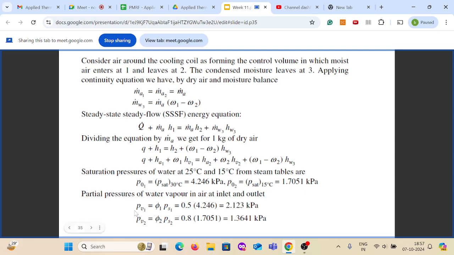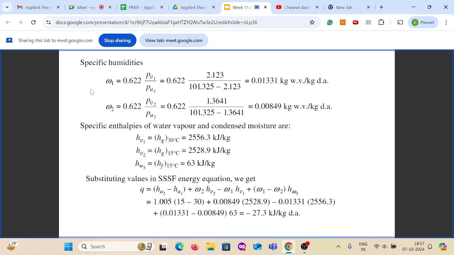So from there you can find out the vapor pressure, which is 2.123 kilopascal at the start, and at the end of the process is 1.3641 kilopascal. So with this we can find out the specific humidities. So substituting there, at inlet it is 0.01331 kg of water vapor per kg of dry air, and at the exit it is 0.00849 kg of water vapor per kg of dry air.